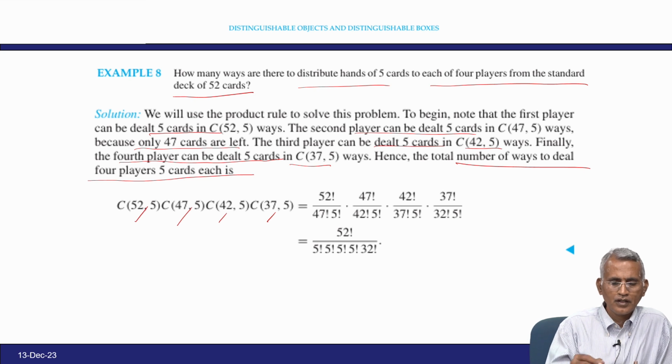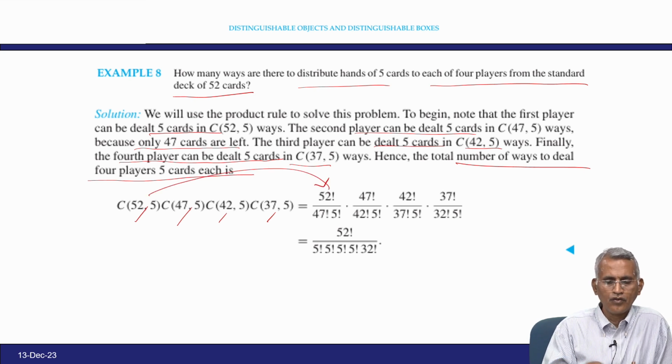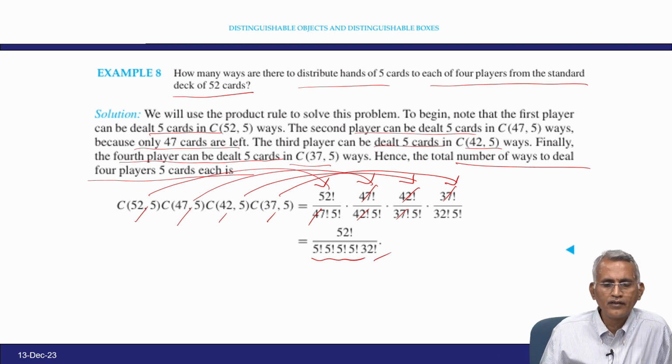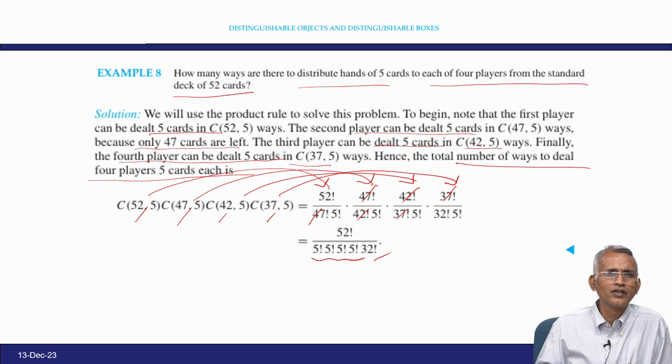Which is equal to 52 factorial by 47 factorial into 5 factorial, then 47 factorial by 42 factorial into 5 factorial, then 42 factorial by 37 factorial into 5 factorial, then 37 factorial by 32 factorial into 5 factorial. So the resultant is 52 factorial by 5 factorial to the power 4 into 32 factorial. This way we have a solution for distinguishable objects and distinguishable boxes.